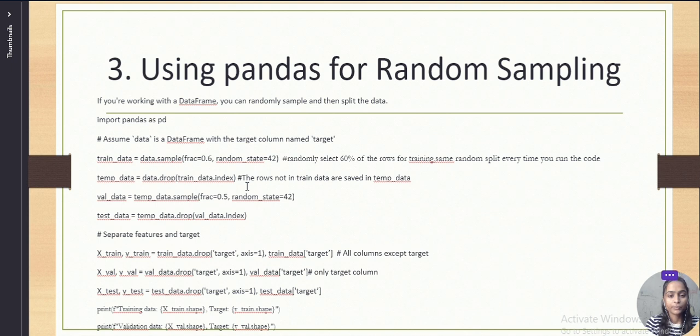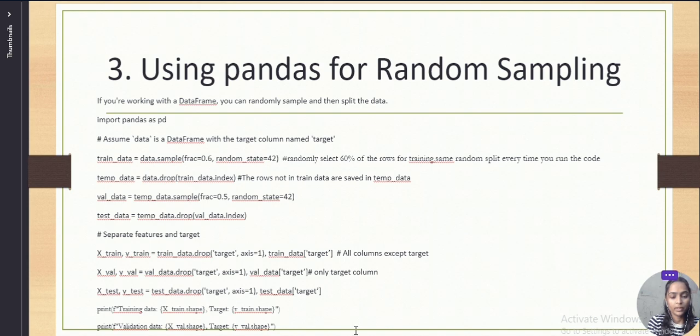Now temp_data equals data.drop(train_data.index). The rows not in train_data are saved in temp_data. Now val_data, this is for validation data. Now separate features and target. This will help to separate the features and target. This will contain all the columns except target, and this will contain only the target column.